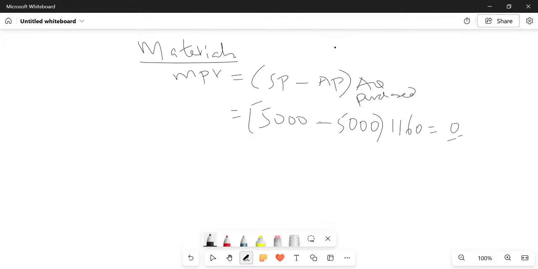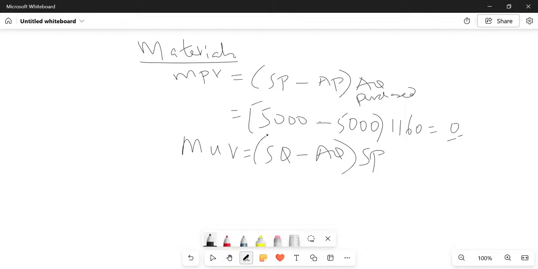Is that okay? Then we go to the material usage variance. Do you know the formula? It is SQ minus AQ, multiplied by SP. Please don't forget that SQ stands for standard quantity for actual production. That will take standard quantity per unit times actual production.